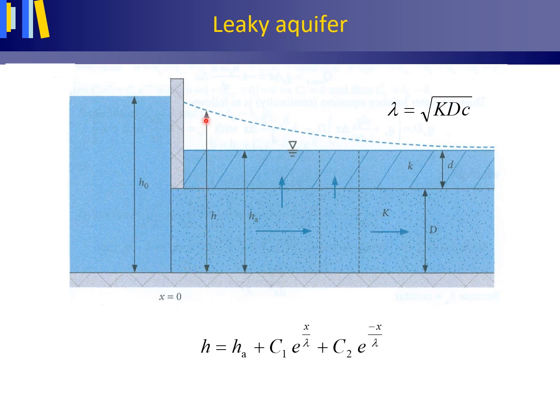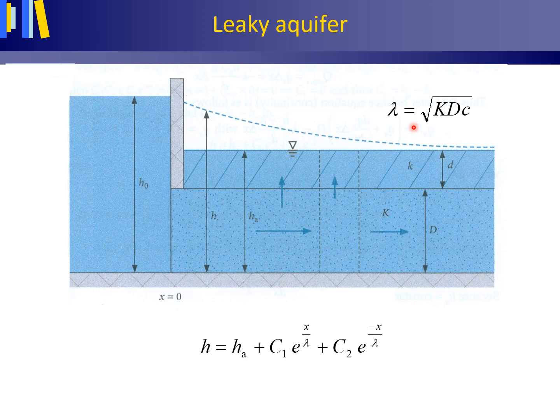H is the hydraulic head in the aquifer at location x in meter. HA is the artificially maintained hydraulic head in the confining semi-permeable layer in meter. E is the base of the natural logarithm, a mathematical constant approximately equal to 2.71828, etc. X is the distance from x is 0, and lambda is the leakage factor.